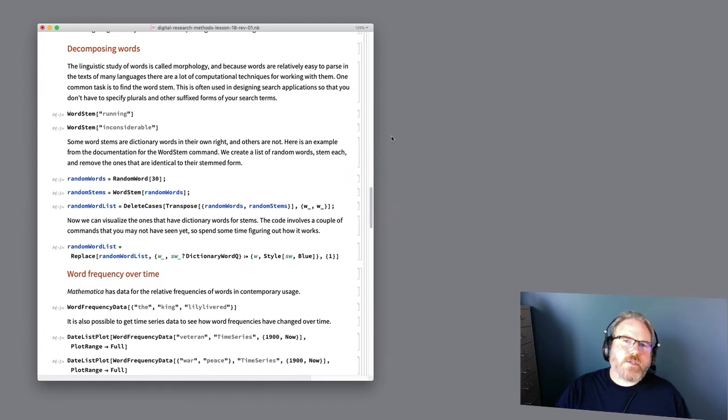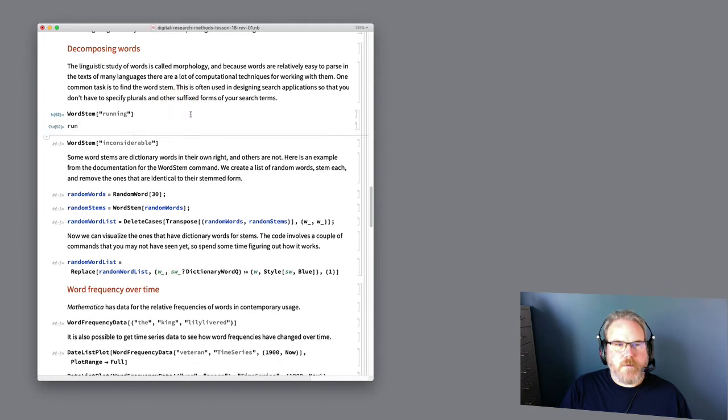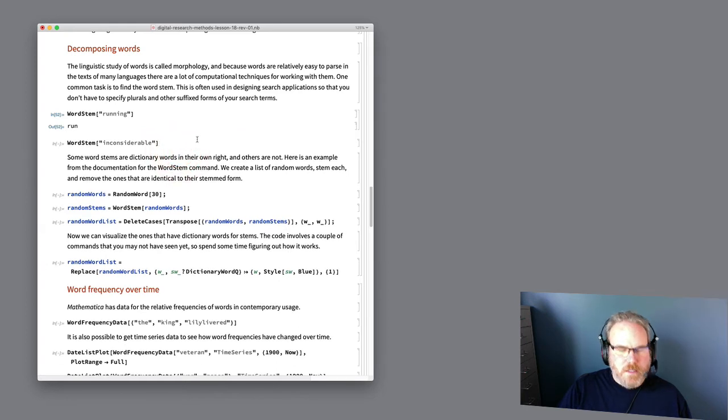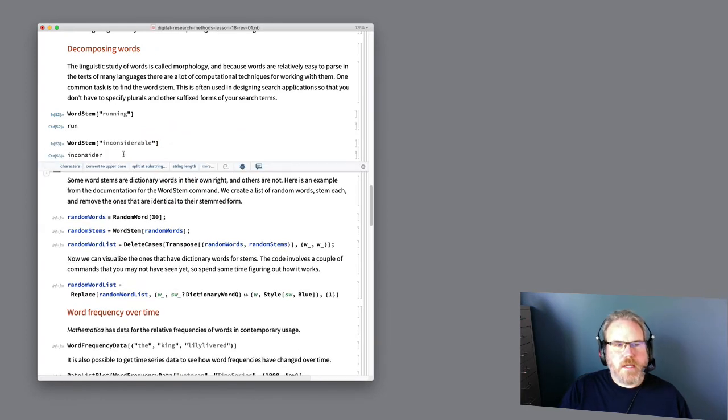In linguistics, the study of decomposing words into smaller units is called morphology. And because words are easy to parse out of many natural languages, there's a lot of computational techniques for working with morphology. In English, for example, if we ask for the word stem of running, we get the word run. If we ask for the word stem of inconsiderable, we get inconsider as the stem there.